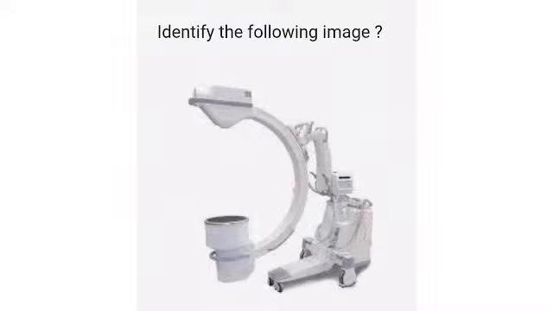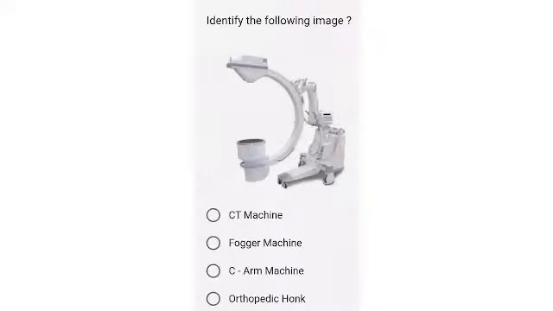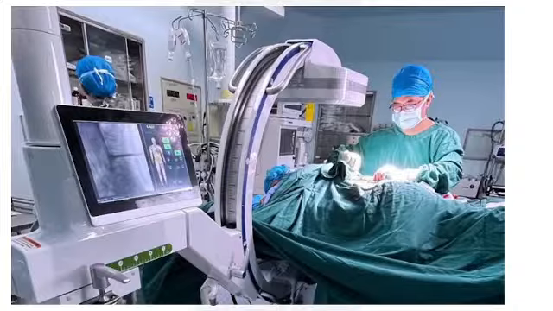Identify the following images. Option A, CT machine. Option B, Foger machine. Option C, C-arm machine. Option D, orthopedic hook. So what is the correct answer? Can you tell me? Looking at it, we can find out that it is a C-arm machine. So the correct answer is the C-arm machine.